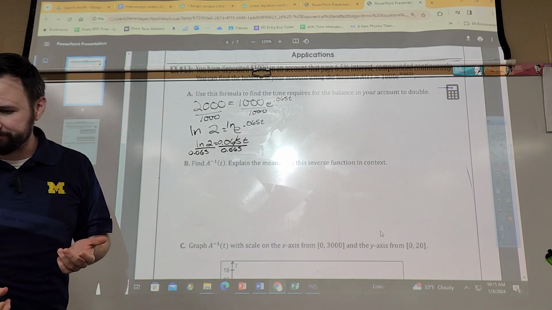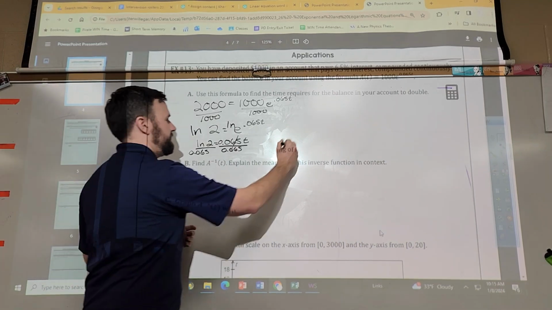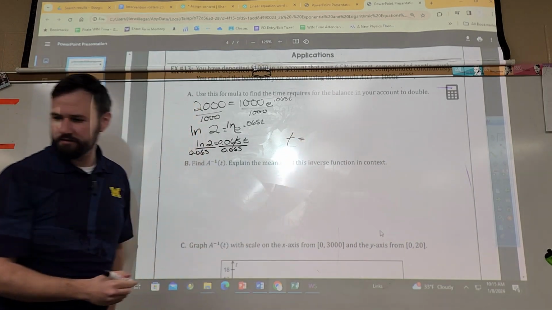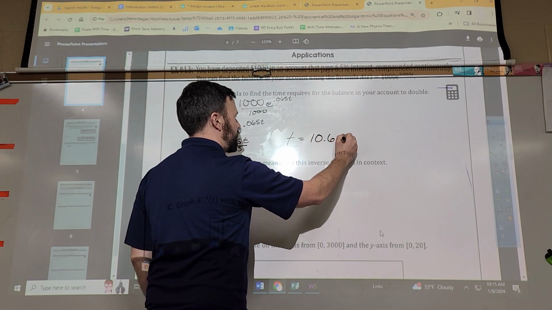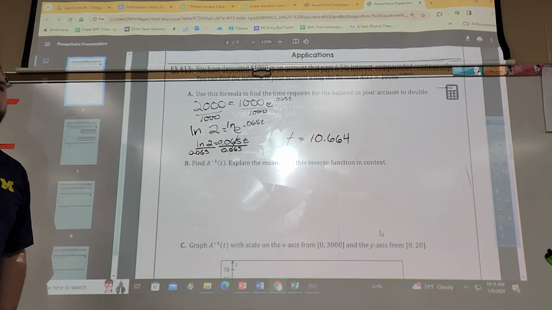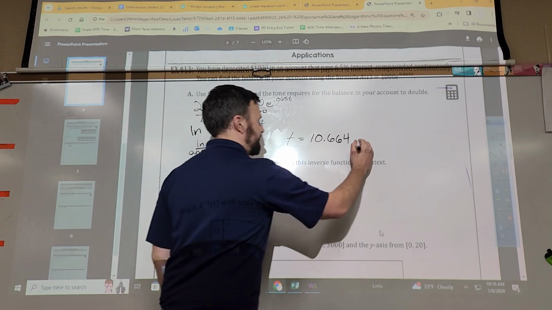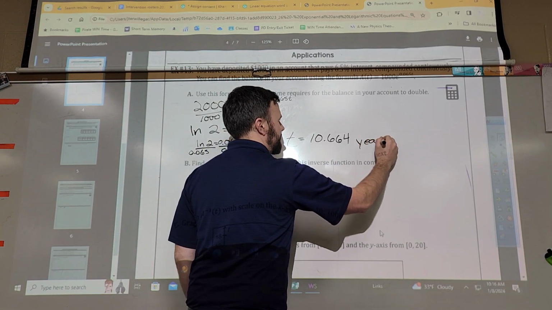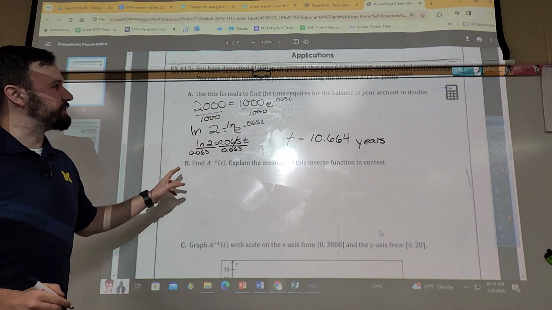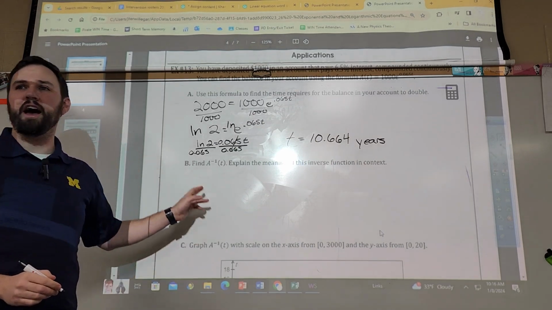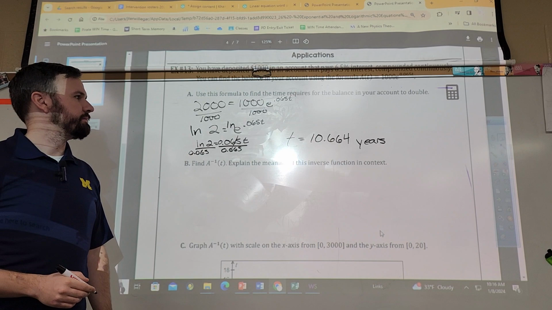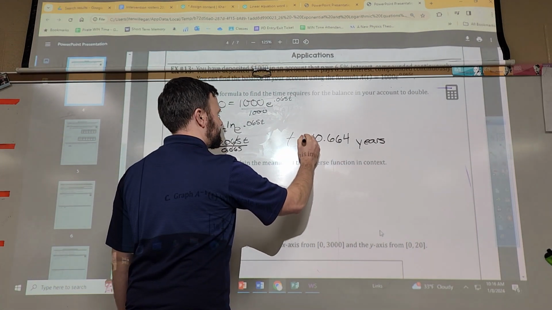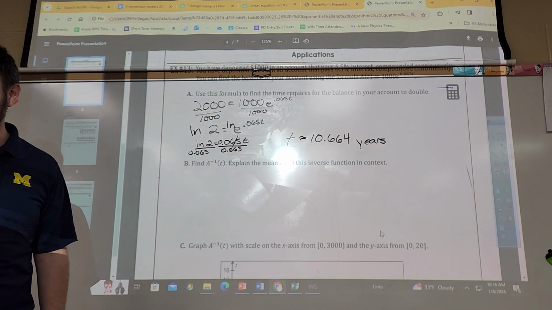What does that equal? T equals 10.664. 10.664 what? Hot dogs? Years. Y'all, if you ever find something that you can double your money in 10 years, put every dime you have in it.